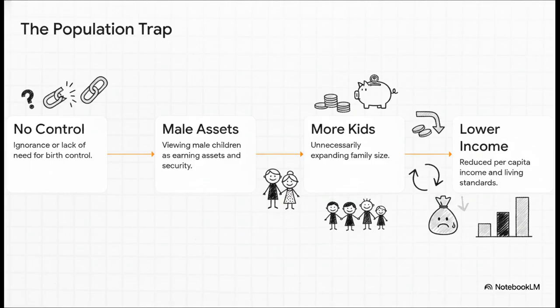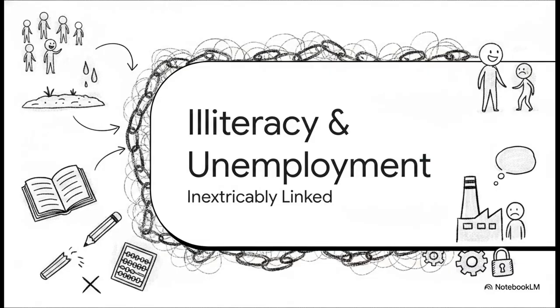By expanding their family to try and secure their future, they end up dividing already meager family resources. This substantially reduces the income per head, and it drags their overall standard of living even further down into poverty. All right, Section 3, illiteracy and unemployment.